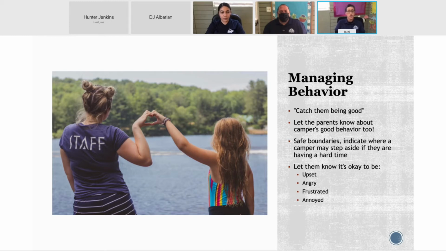The other thing with behavior, we want to make sure that we are setting safe boundaries. If a child is having a difficult time, let them know where they can step aside, take a few minutes, to get their composure together. And then the other thing we need to do is validate their feelings. Part of their behavior is you're going to see them upset, angry, frustrated or annoyed. Let them know that it's okay to feel this way, acknowledge their feelings, and then let them know a good way for them to express these feelings.